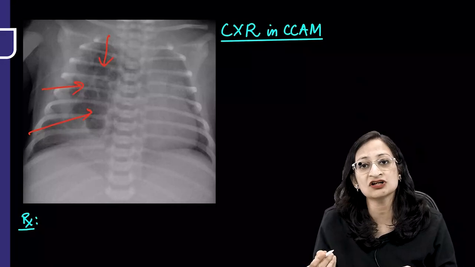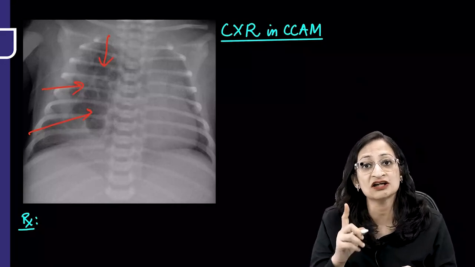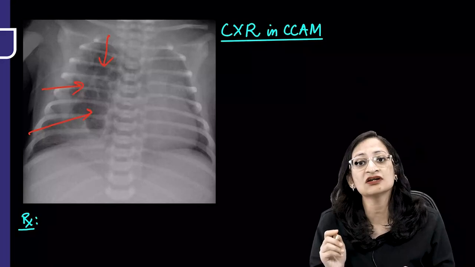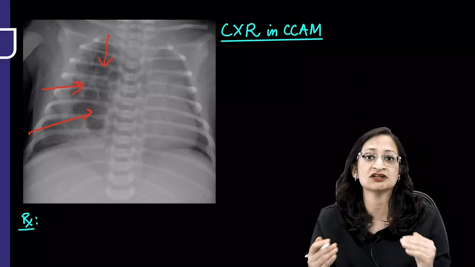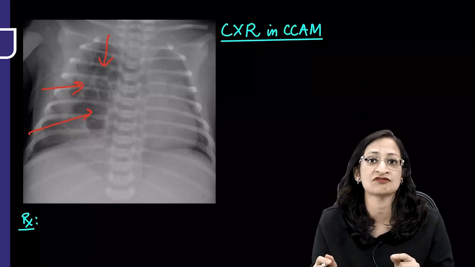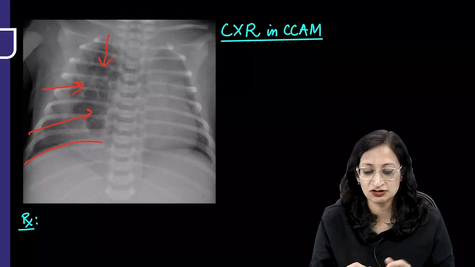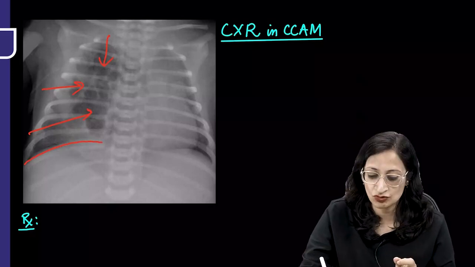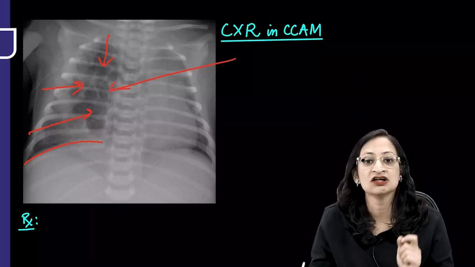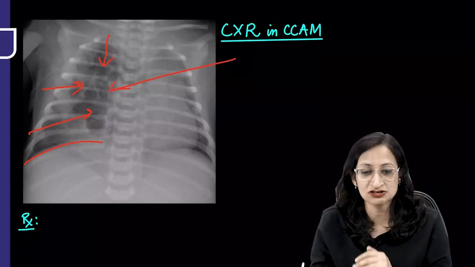A close differential diagnosis of this condition would be congenital diaphragmatic hernia. But remember, in congenital diaphragmatic hernia, there is a diaphragmatic defect. You cannot appreciate the outline of the diaphragm on the side of the hernia. But here you can clearly appreciate the diaphragmatic outline. So, this is a chest X-ray in CCAM. The cystic shadows which you can see are unilateral and the diaphragmatic margin is intact.